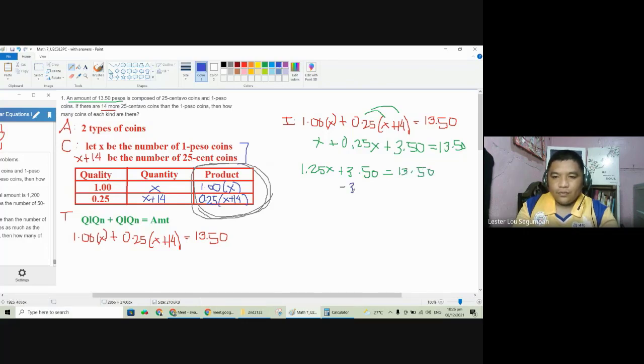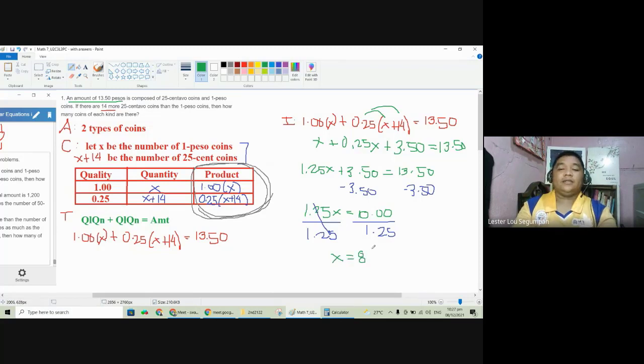Subtract 3.50 from both sides. So you will have here 1.25x is equal to 10.00. By the way, you need to review your decimals, or numbers with decimal notation, as you proceed here, because you are to divide both sides by 1.25 to cancel that out. If we do that, you would know that the value of x is actually 8. So this is the result for this equation.